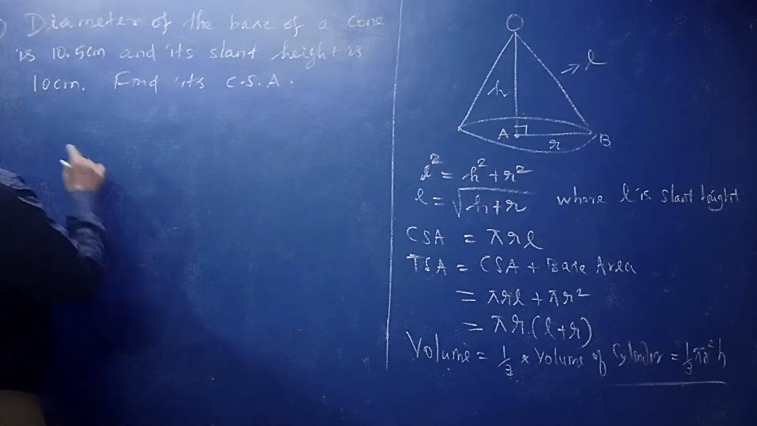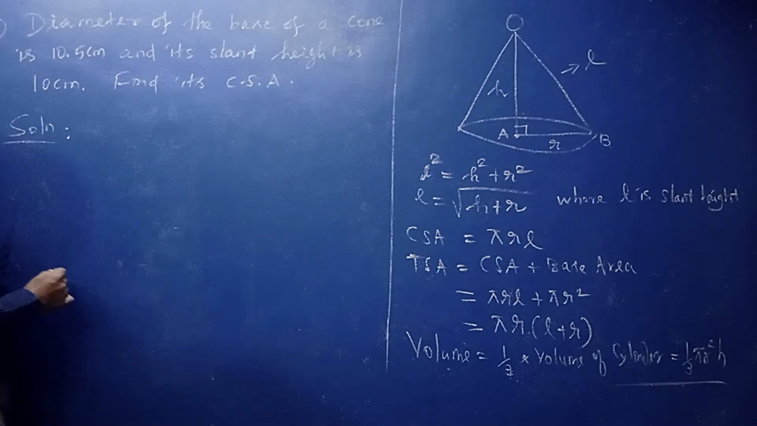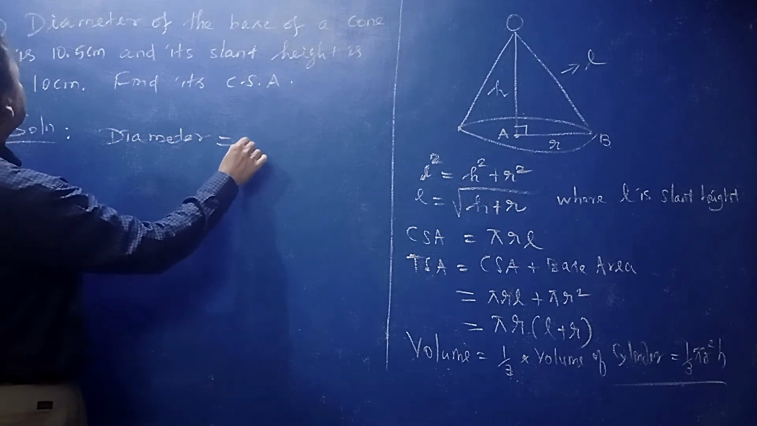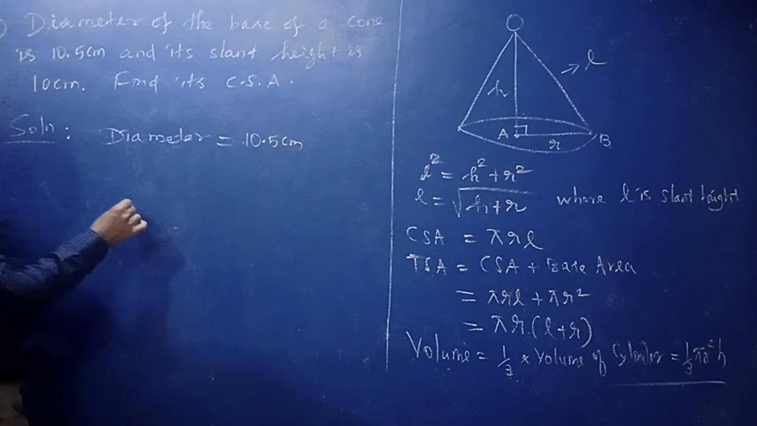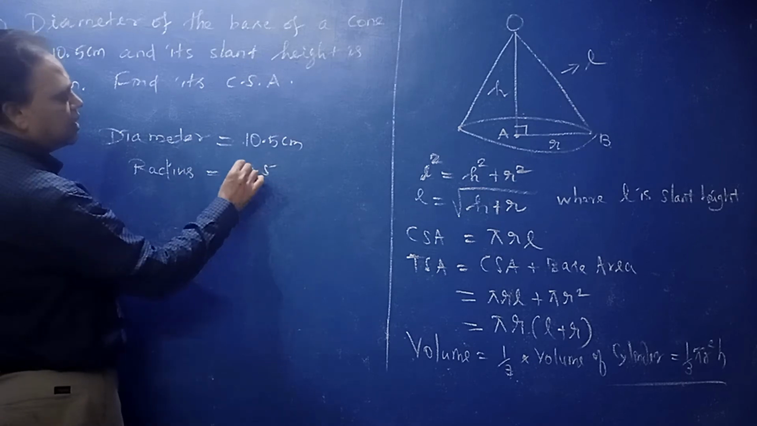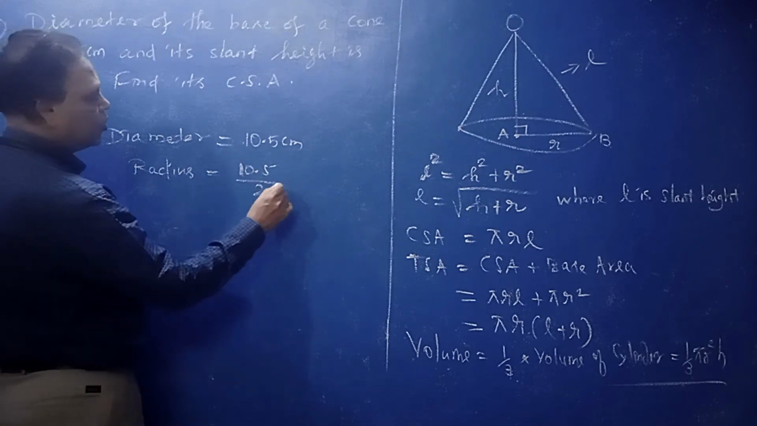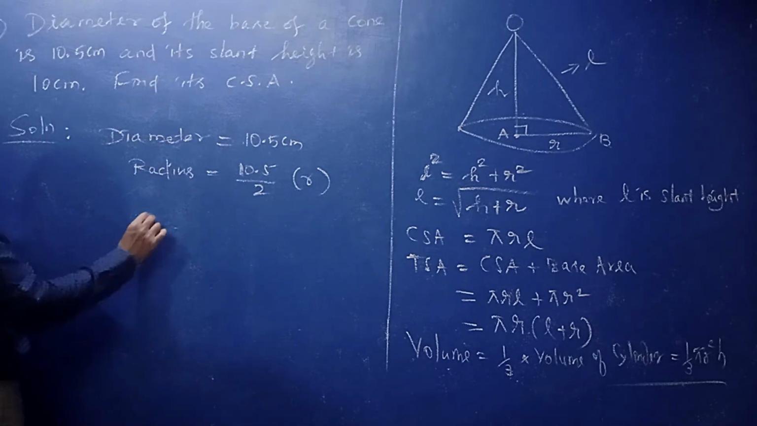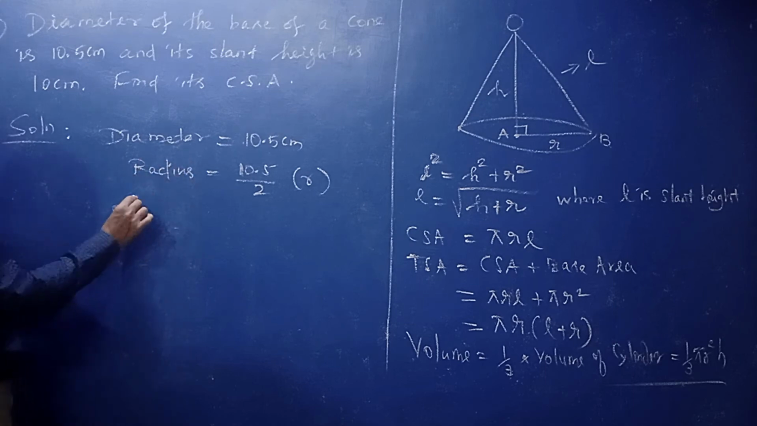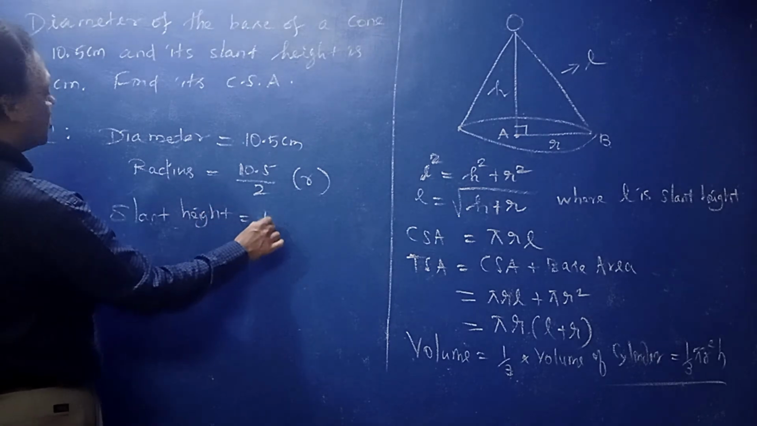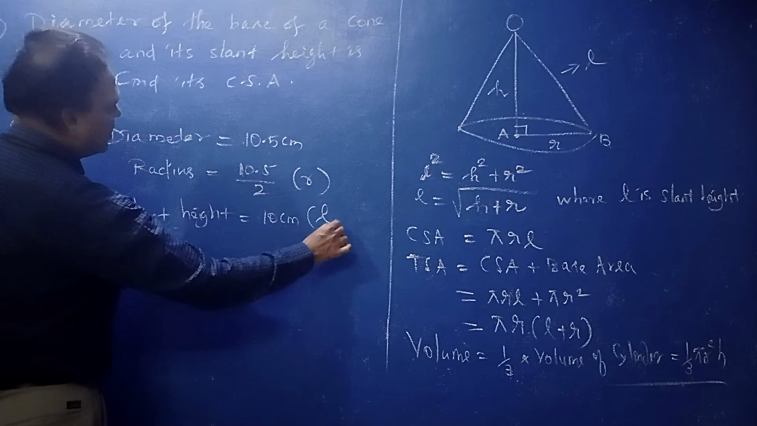Now easily we can do this using this idea. Here the diameter is given as 10.5 centimeters. So when the diameter is given, always you have to change it to radius. You have to find out the radius, that means divide by 2. That is 10.5 divided by 2. This is R. You need not simplify, keep as it is. Now the slant height is straight away given, that is L. Slant height equal to 10 centimeter is given.